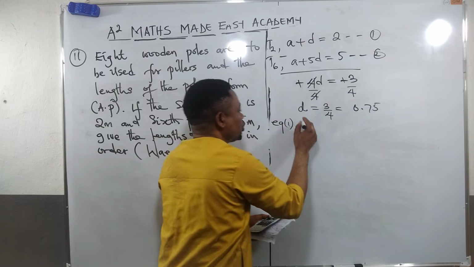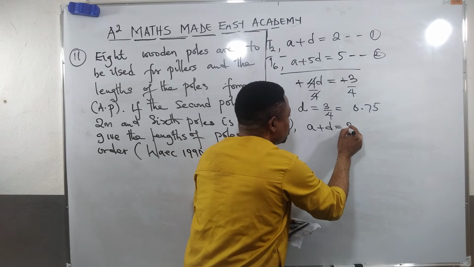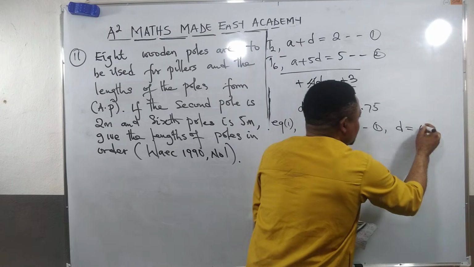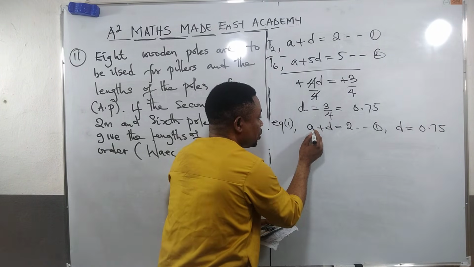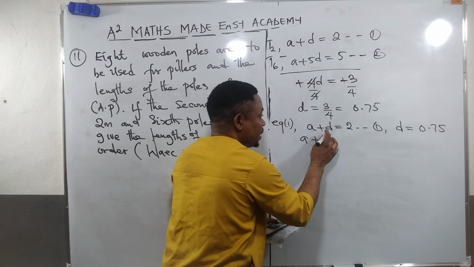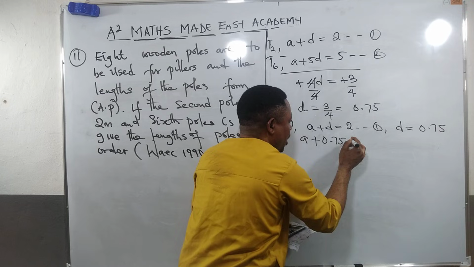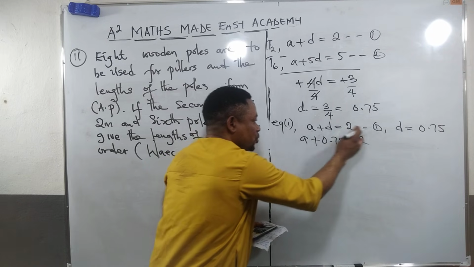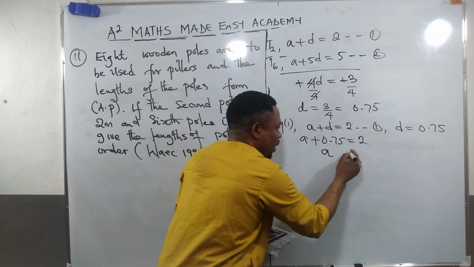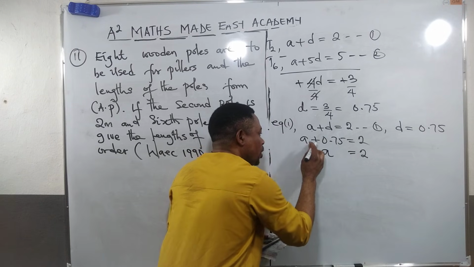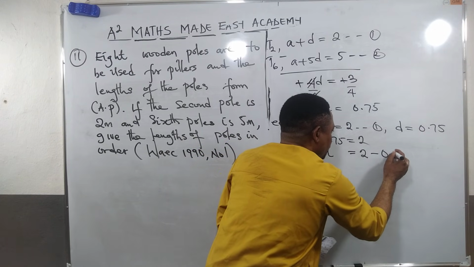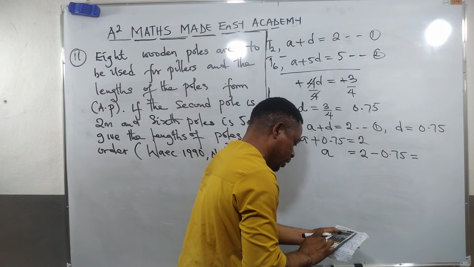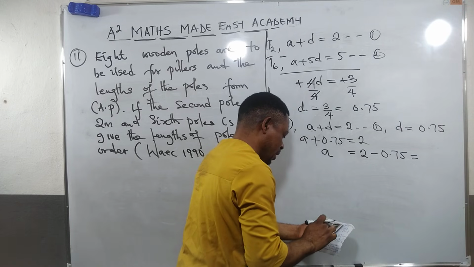Then I can now substitute the common difference either in equation 1 or equation 2. Let's use equation 1. A plus D is equal to 2, right? This is equation 1. Knowing fully well that the value of D is already known. What is it? 0.75. Let's substitute. Do we know A? No. Do we know D? Yes. What is D? 0.75. Everything should be equal to 2. Collection of like terms. I will carry this to this way, making A the subject of the formula. A is now equal to 2. When plus moves this way, it becomes minus 0.75. Then finally, I will now say 2 minus 0.75. What is the answer?